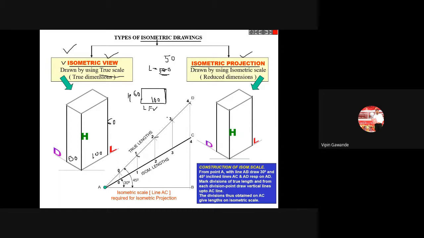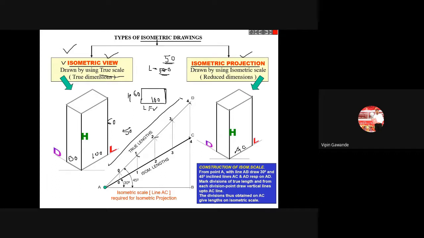Then you have to take the projections on the 30-degree line. This is the true length. True length is how much? 50 mm. So here 1 centimeter, 2, 3, 4, and 5 centimeter on the 45-degree line. Then you have to draw the vertical lines on the 30-degree inclined line. Now the total length is 50. When we take the projections, see, the length decreases now. This length AC is less than AD. So that length, AC, you have to take as the length.